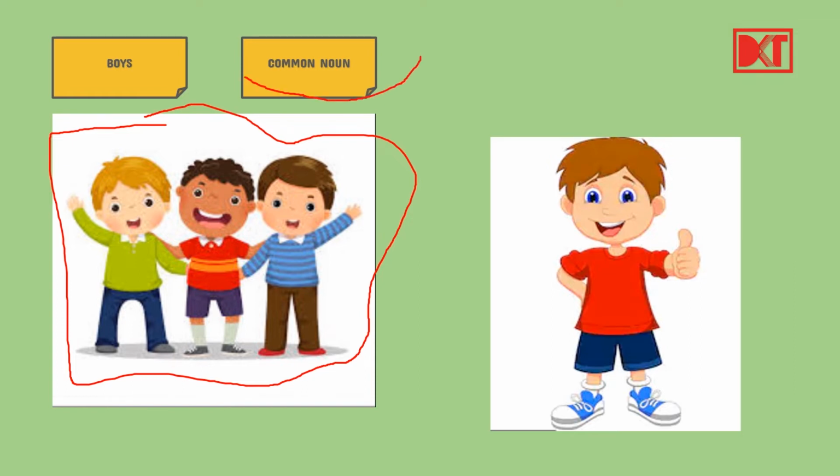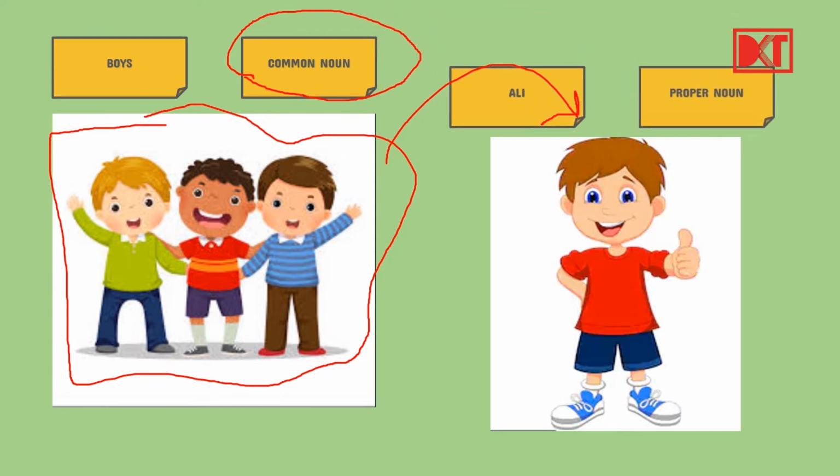Why? Because as we discussed, common nouns talk about general things, general terms. So boys, they could be anyone, and when we're talking about one specific one out of these, for example, who's your best friend, you'd say Ali. So Ali would be a proper noun because we are talking about one specific boy. This particular boy we are talking about, that is a proper noun. All right.